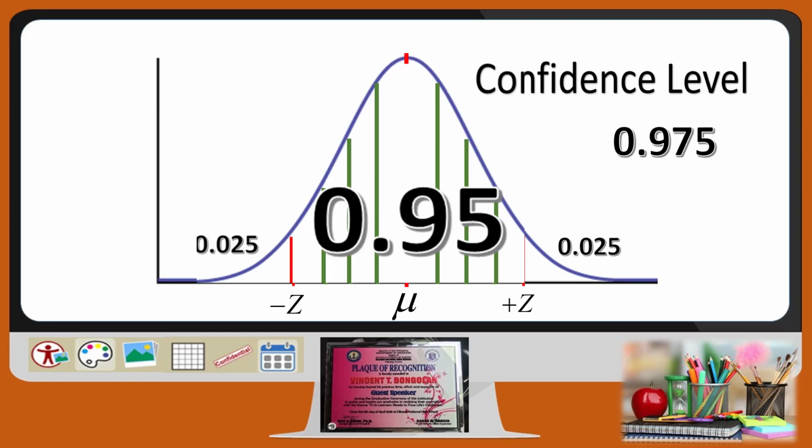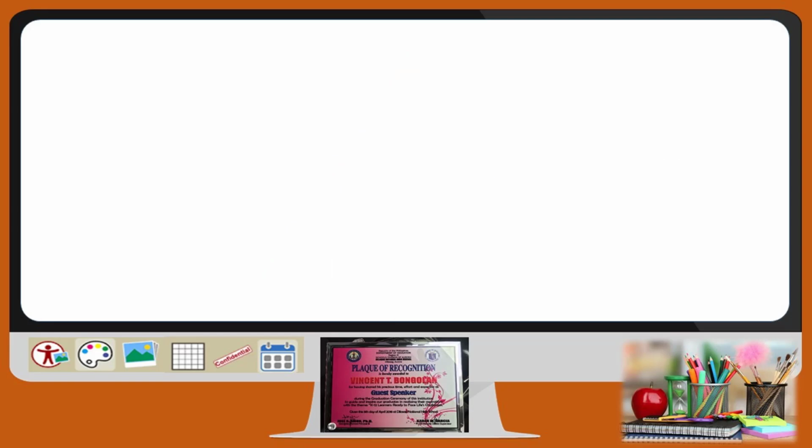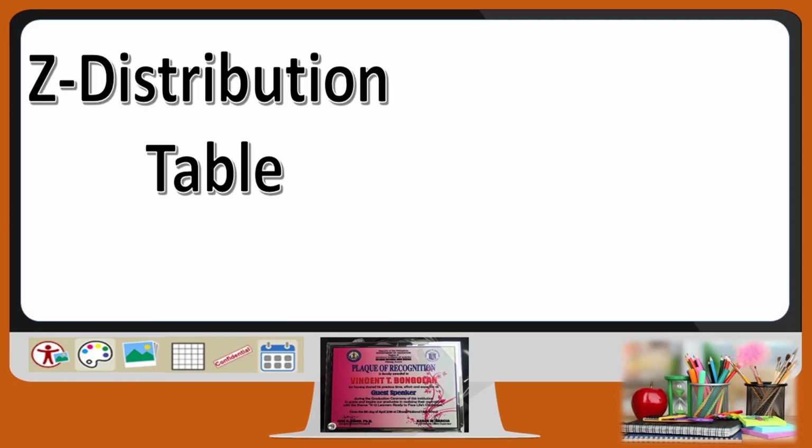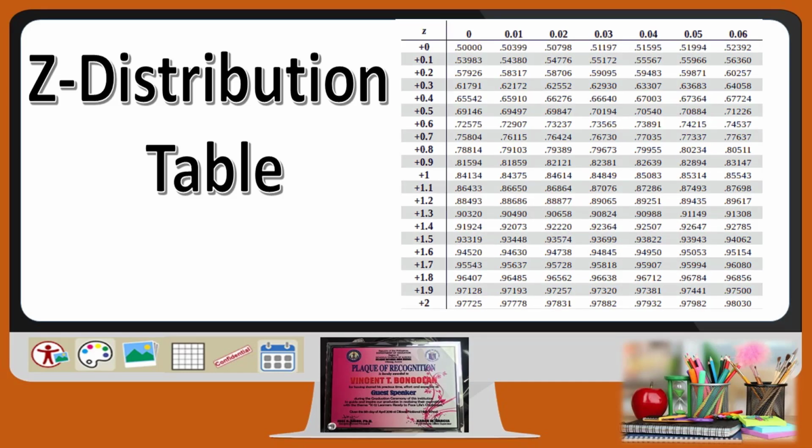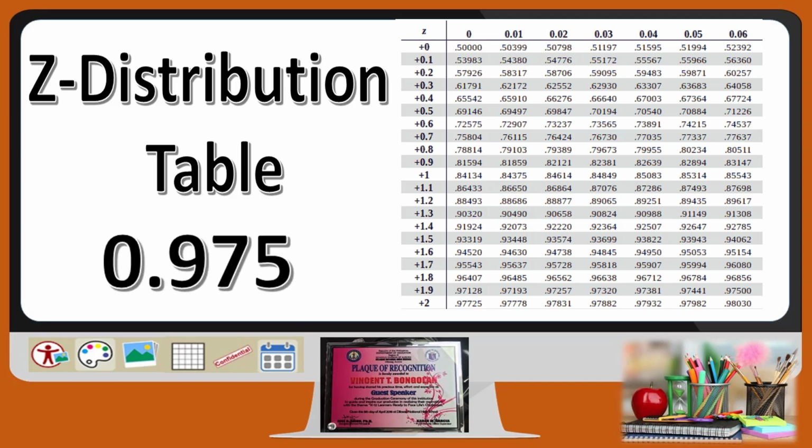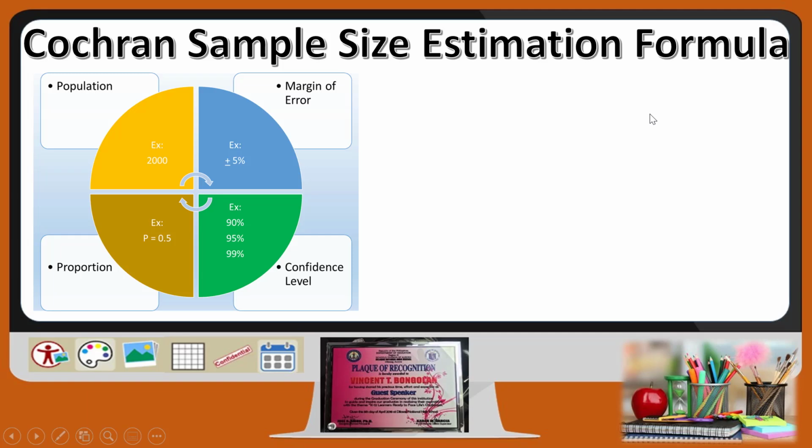To get the corresponding z-score of the area 0.975, you need to download or refer to a z distribution table. This is how it looks. From this z distribution table, all you need to do is look for the area, which is 0.975. And this is the area. At what intersection is this area located? This is from 1.9 to 0.06. So we have 1.96. This is how we calculate the z-score.